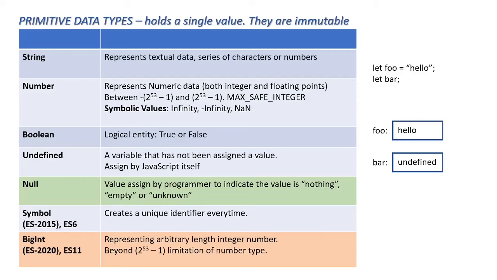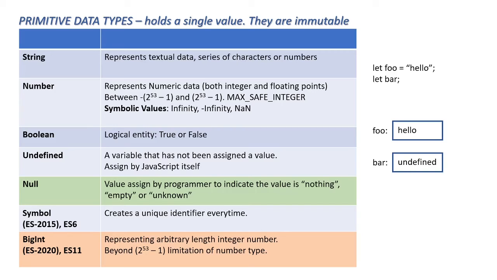So the last primitive data type is BigInt, and it was introduced in ECMAScript 2020, and right now it is not supported by all the browsers. So if you're trying to use it, make sure you're using the right browser which supports it. This BigInt actually represents an arbitrary length of integer number. Like we talked about the number data type, which has a limitation of 2 power 53 minus 1, but this does not have any limitation like that. And make sure that we are talking about integer numbers.